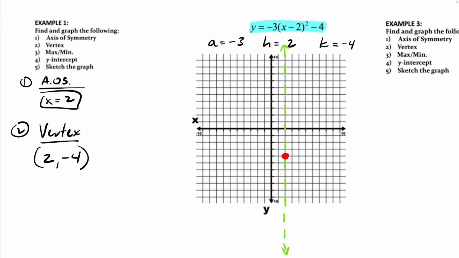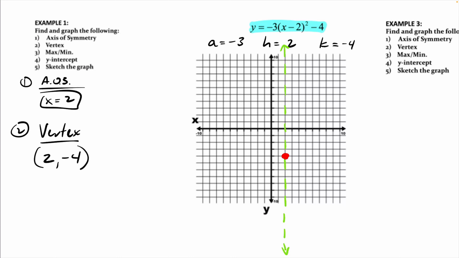A. A is the guy that decides whether it's arrows up or arrows down. If a is positive, arrows up. If a is negative, arrows down every time. Okay? Let's pretend like we didn't know that.